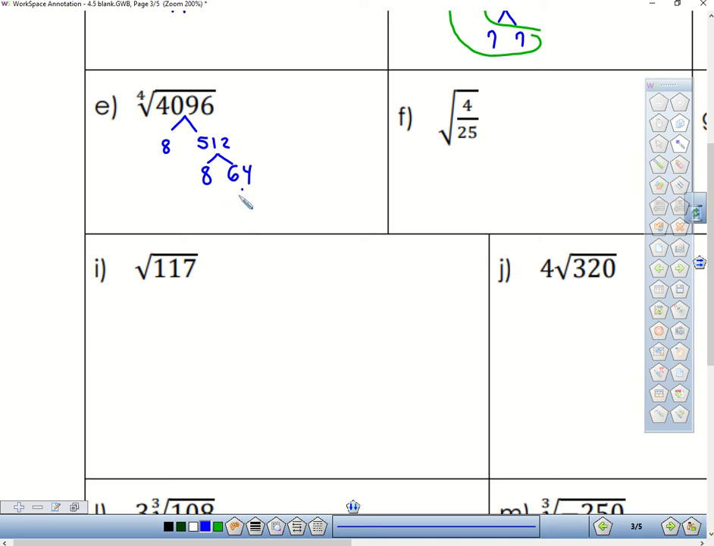And what can I break 64 into? 8 and 8. So you could keep going because 8 is not a prime number, but I have a pair of 4s. So I don't have to exhaust my options here. So what is the fourth root of 4,096? 8. Very good.